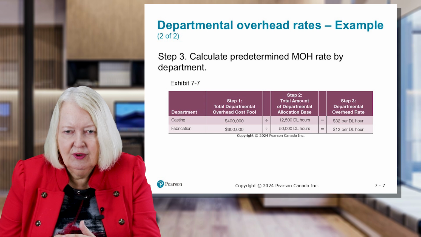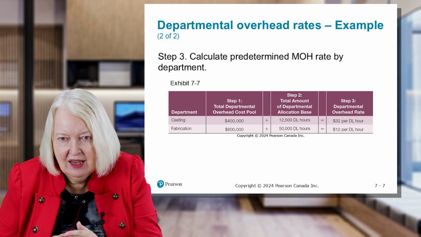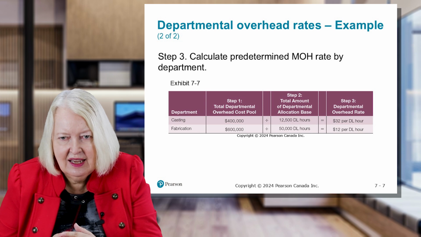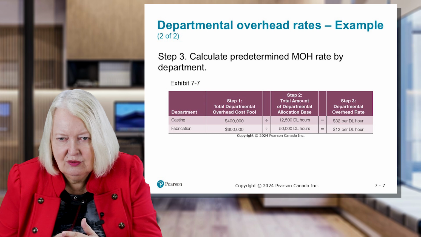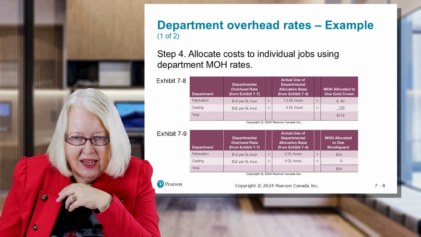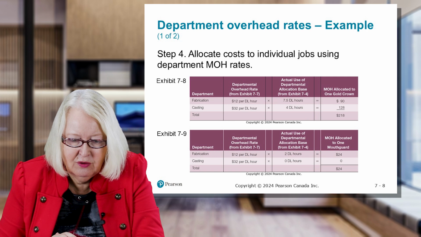So for the gold crown, we calculated the rate to be $12 an hour, and we know we're spending 7.5 hours, so it's $90 in fabrication, and then in casting it's $32 per direct labor hour. They use 4 hours, so it's $125. So the total amount of overhead allocated to the gold crown is $215. Step 4. So you want to allocate your cost to individual jobs using the departmental overhead rate.